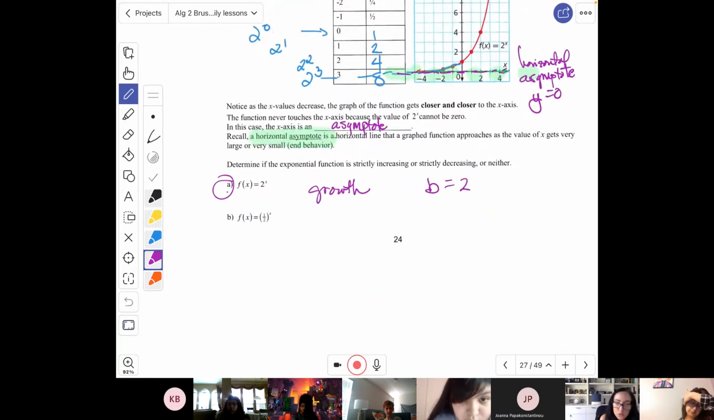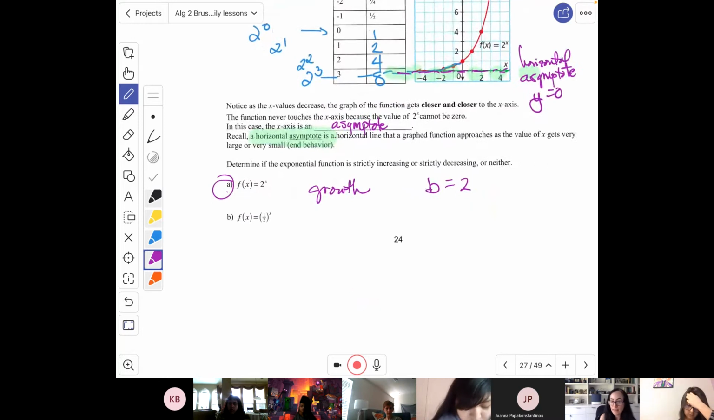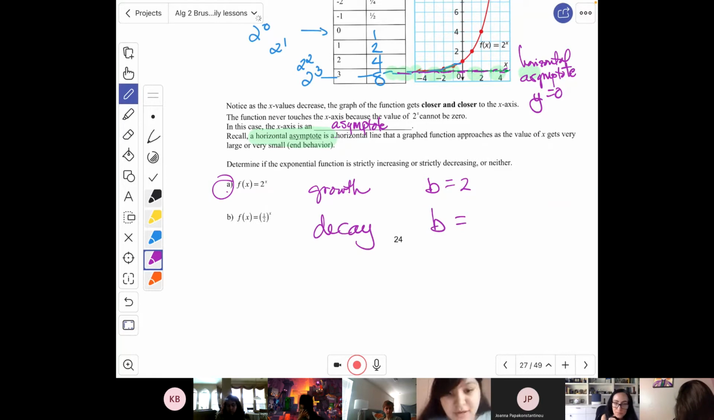So what about the next one? Is it growth or decay? Natalie, what would you say? It's decay. It is decay because what is the value of b in this instance? It's between 0 and 1. It is a proper fraction, so I know it's decay. Any questions on that? Are we okay with that?